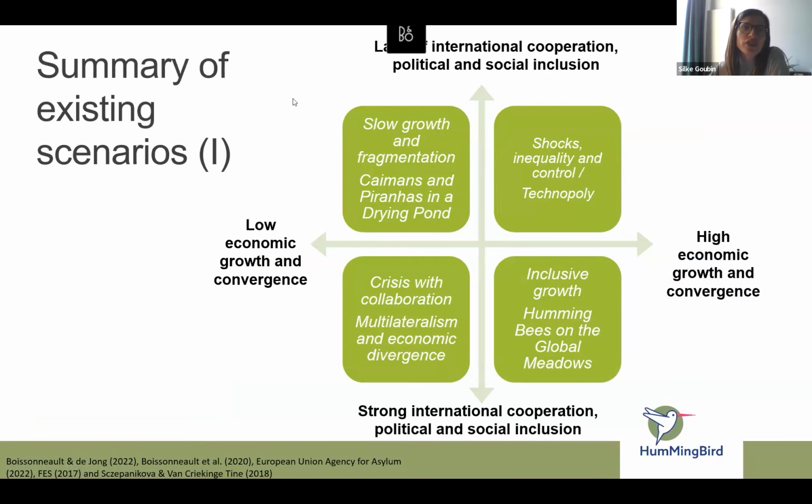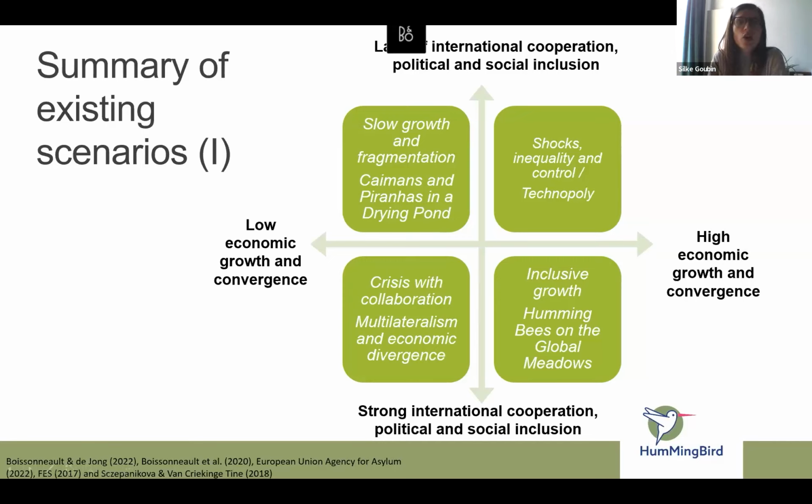Most migration scenarios basically can be categorized into a sort of matrix structure. All scenarios that you come across in the literature at least include an economic growth and convergence dimension. So they either predict that there will be low economic growth and convergence internationally, or rather strong economic growth.